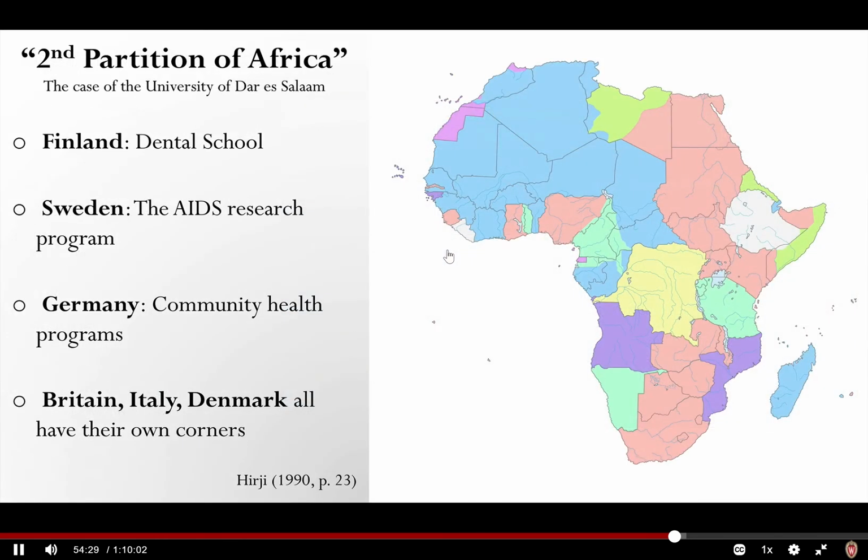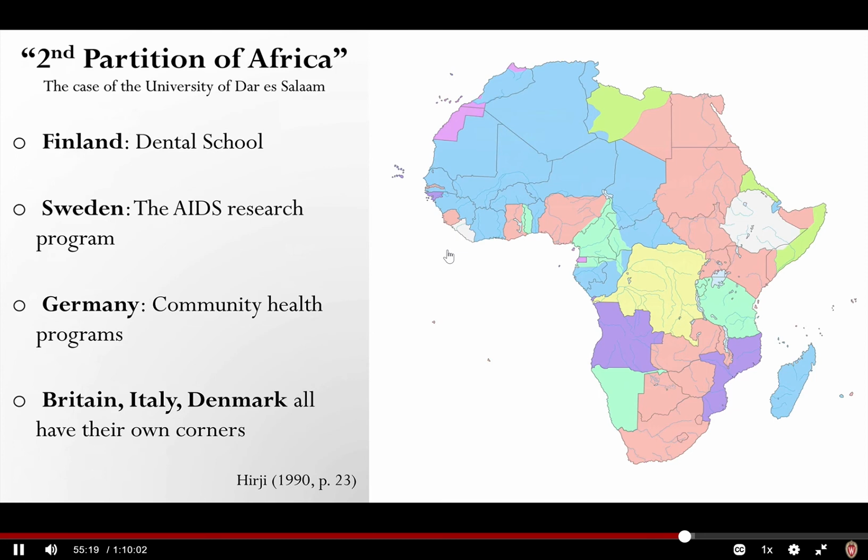The idea about funding is also tied to what other people have called the second partition of Africa, where much of the money, or a significant portion of the money, flowing into funding African universities is actually coming from outside the continent. This is quite remarkable because thinking about the University of Dar es Salaam, you go into the university, there is a piece of the university that's funded by Finland. The AIDS research program is funded by Sweden. The community health programs are funded by Germany, right? And all the other countries, Britain, Italy, and Denmark, have all their own corners in the university that they fund.